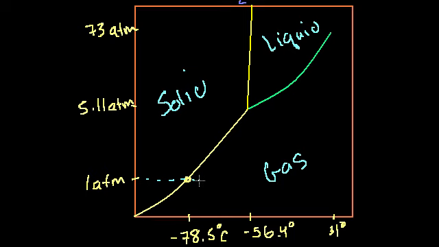So at 1 atmosphere, let's say you live at sea level, let's say you're in New Orleans, I guess it's a little bit below sea level. That's where I grew up.